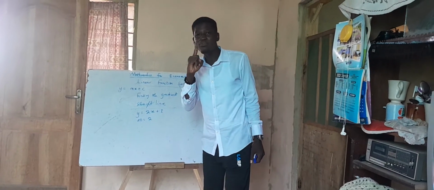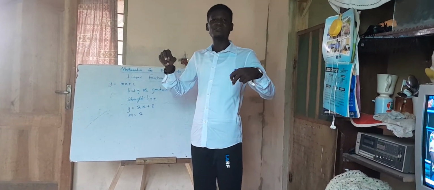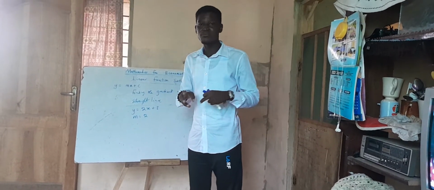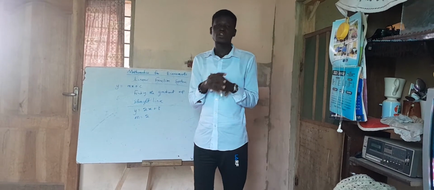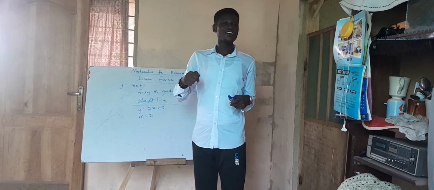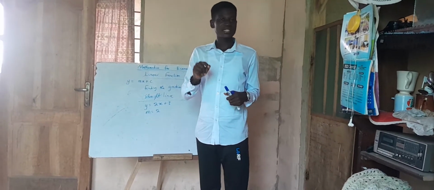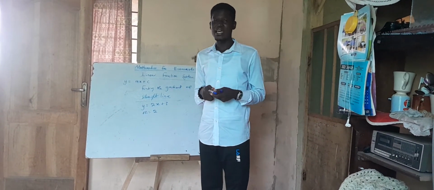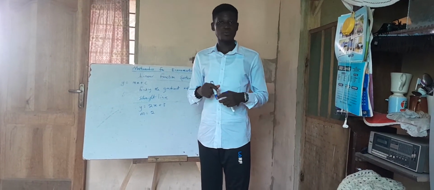But when the dependent variable and the independent variable are expressed implicitly, and none of the variables has been made the subject, you have to make the dependent variable, y, the subject. After making y the subject, the coefficient of x becomes the gradient of the line.